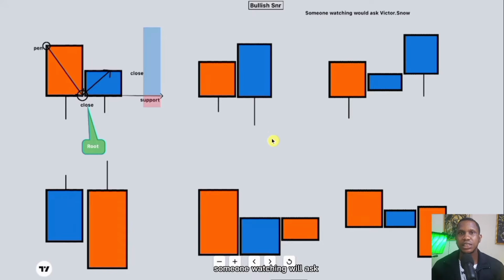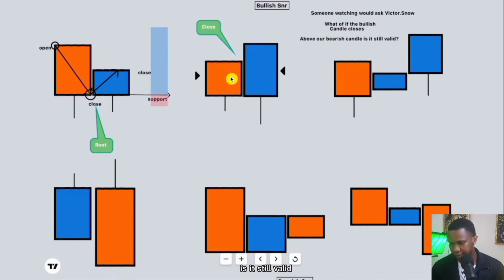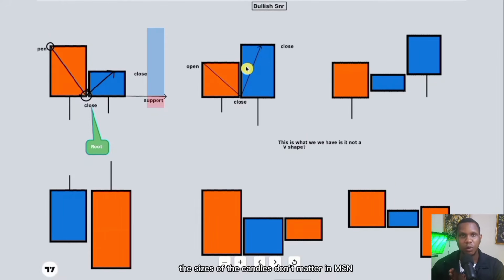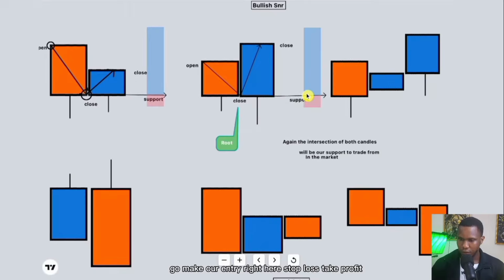Someone watching will ask, but what if this bullish candle closes above this one, is it still valid? Look at this now. Is it not a V shape? The sizes of the candles don't matter in this support and resistance. Then we're going to frame the intersection as our support. We'll make our entry right here, stop loss, take profit.